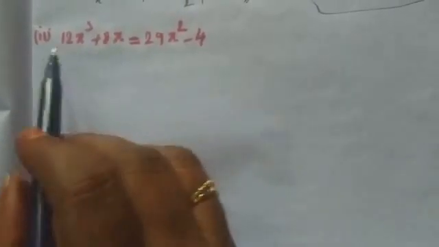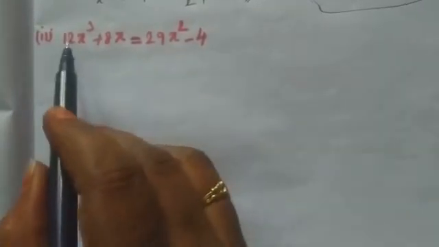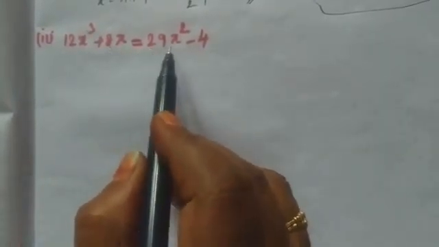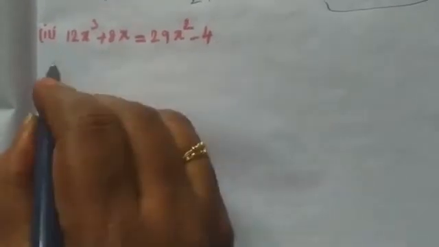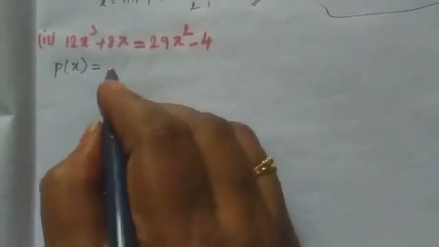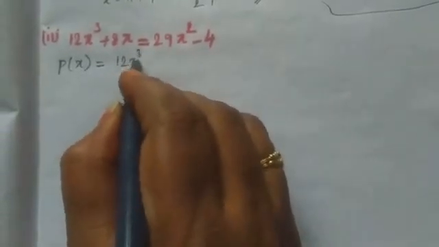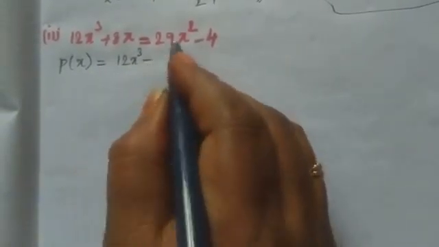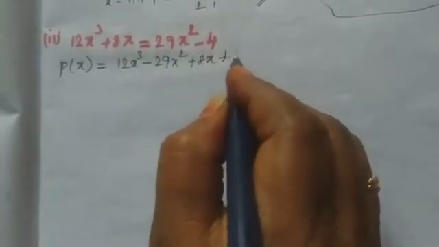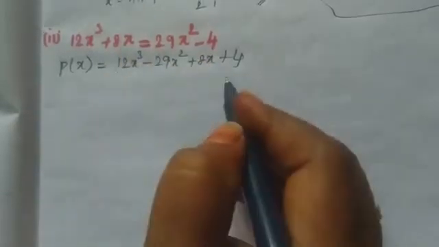Now we shall see the second subdivision. It is given as 12x³ + 8x = 29x² − 4. First I am going to arrange it as a polynomial function. So what we can do? 12x³ − 29x² + 8x + 4 = 0. Just I am arranging everything to the left hand side.